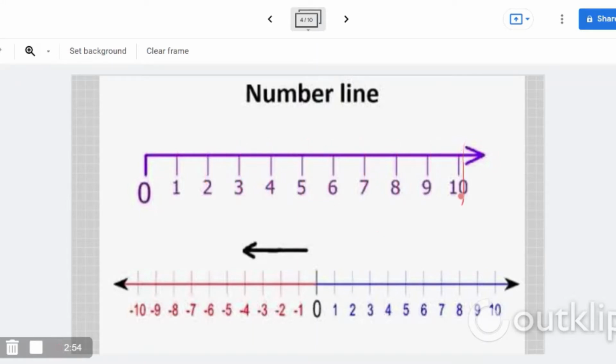It depends upon the size of your graph paper. You can go as long as possible. Here I have gone till 10. On the left hand side also I have gone till minus 10. Remember, this is read as 1, 2, till plus 10, and this will be read as minus 1, minus 2, minus 3, going till minus 10.